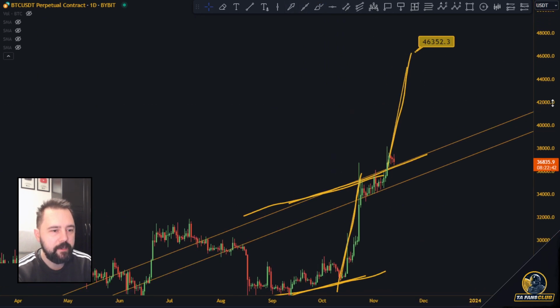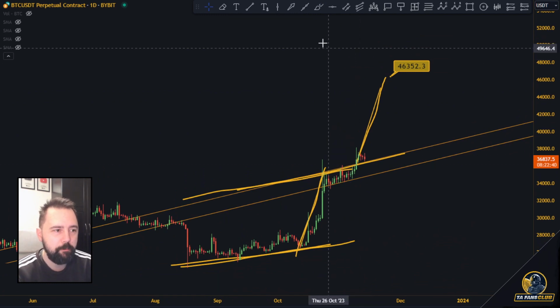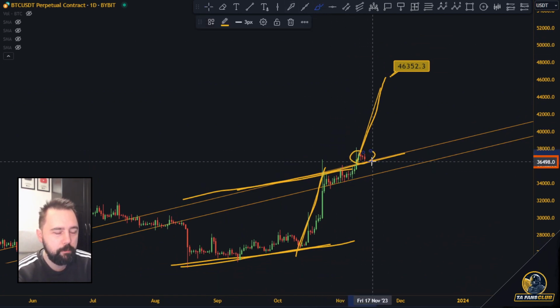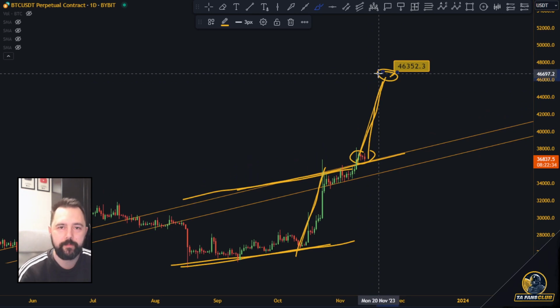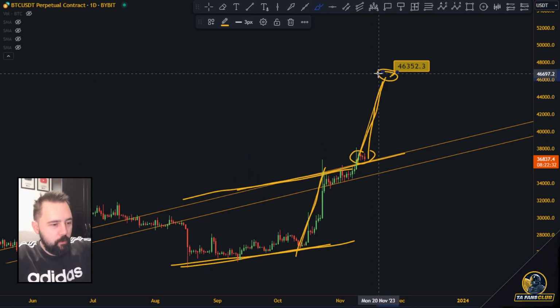Around 46k. So this exhaustion pattern breaking towards the upside up here is strongly bullish, and the target is the doubling of the channel all the way up to the 46k. That's all I wanted to show you. That's all I wanted to tell you.